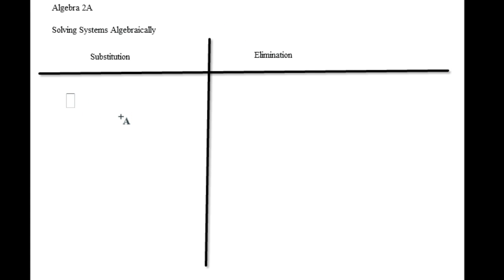But substitution, you really want to use when you have one variable alone and the other equation is set up in standard form. What you're actually doing is taking the value of that variable and replacing it with 3x, in this case. So you're going to rewrite 2x minus 5(3x) equals 7, and now you can see it's a simple one-variable equation. You just solve it and you're good to go.